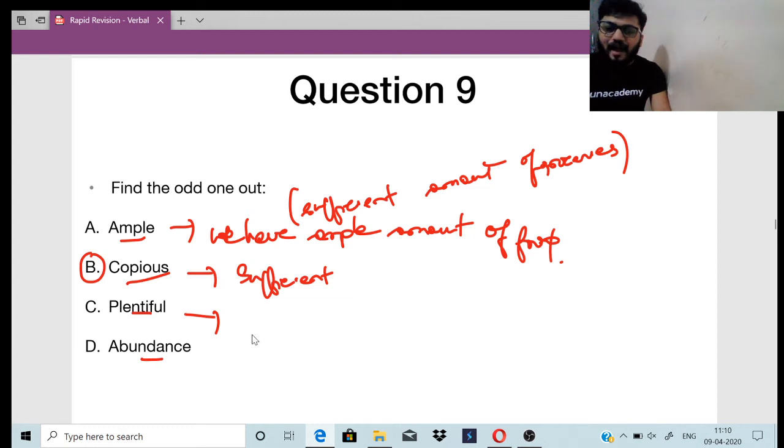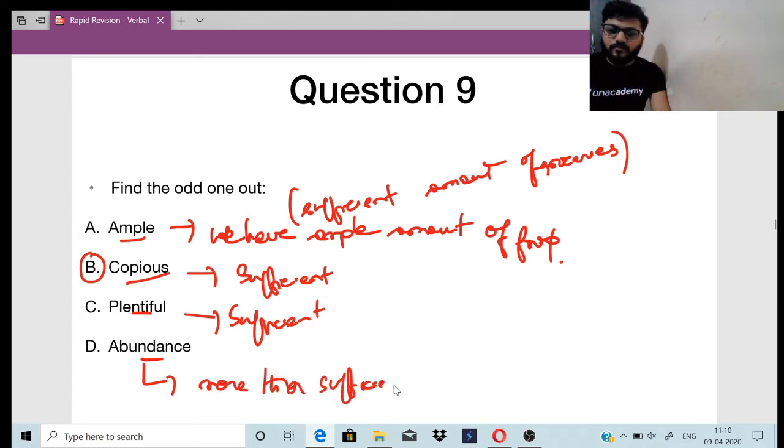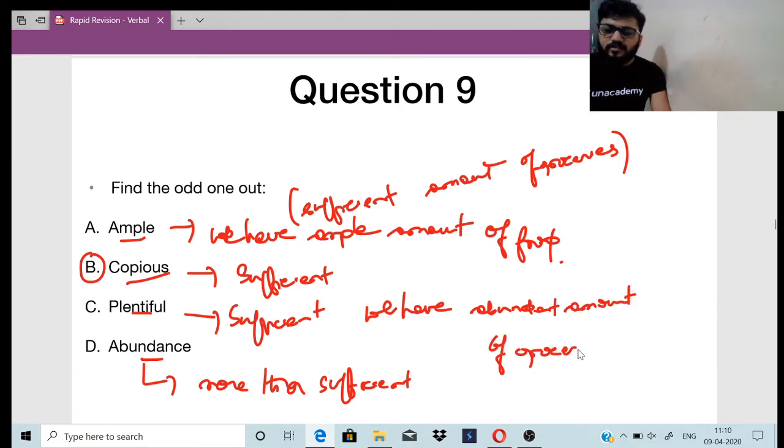Plentiful, sufficient, okay? This abundance means more than sufficient. We have abundant amount of groceries, right? We have ample amount of groceries, that is, we have a sufficient amount of groceries. Jitna chahiye utna hai. We have abundant amount of groceries.